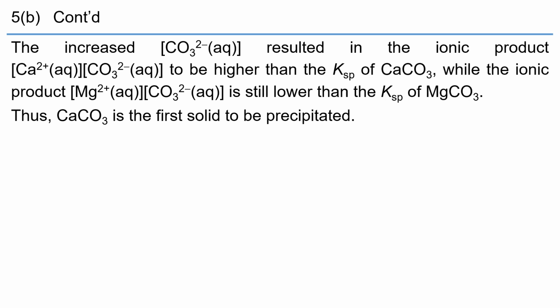So basically, what this entire paragraph is trying to tell you is that because of the increase of the carbonate, both your IP for your calcium and your magnesium carbonate will be affected. They will increase. But because your KSP of your calcium carbonate is already a smaller value, when you increase, you will be able to exceed this smaller value more easily. That's why calcium carbonate will precipitate first. But for the magnesium carbonate, the value is a slightly larger number, right? So it's harder to exceed. That's why you will not precipitate first.